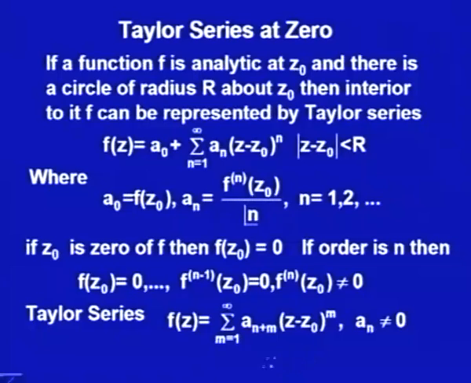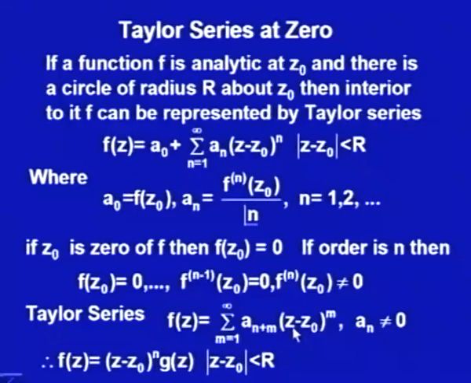What it says is that I could write it as z minus z naught to the power n, which I can take out, and then multiply with G of z. So I could write f of z as z minus z naught to the power n times G of z in the region mod z minus z naught less than r. Now if I take f at z naught, I would get 0 from here, and here it will be G of z naught. Since I have written it in this manner, you see how I have started.